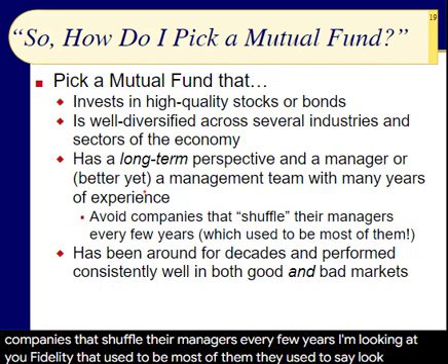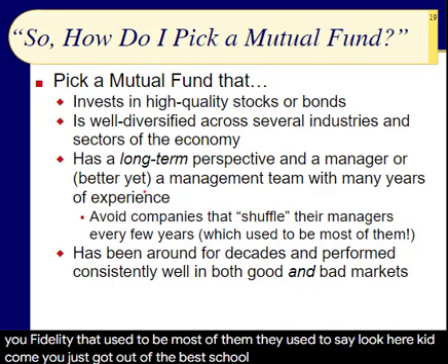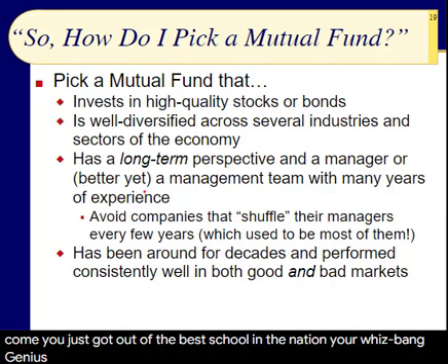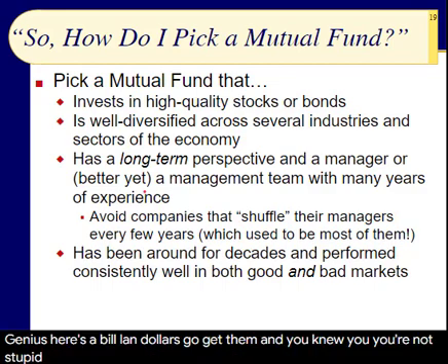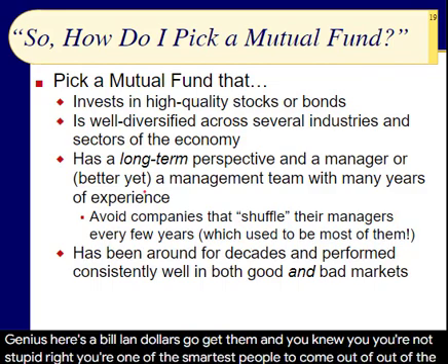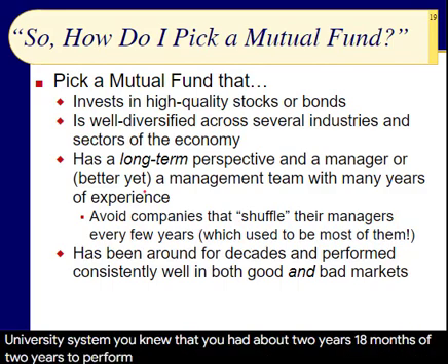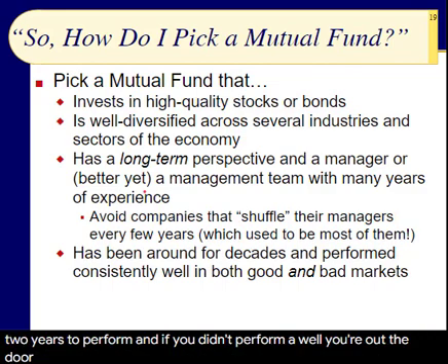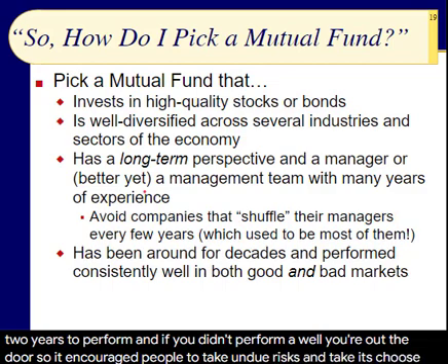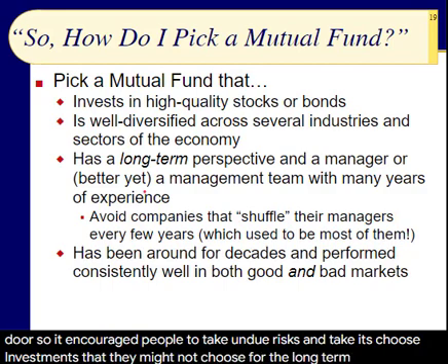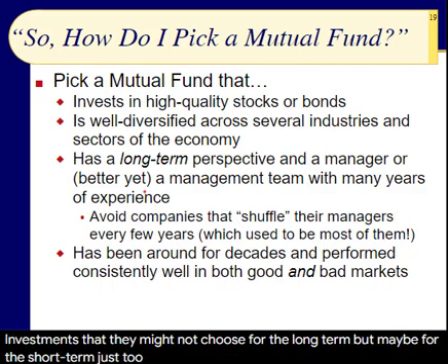They used to say, look, here, kid, you just got out of the best school in the nation. You're a whiz-bang genius. Here's $1 billion. Go get them. And you knew, you're not stupid, right? You're one of the smartest people to come out of the university system. You knew that you had about 18 months to 2 years to perform. And if you didn't perform, oh well, you're out the door. So it encouraged people to take undue risks and choose investments that they might not choose for the long term, but maybe for the short term, just to get a good return so that they can keep their job and be showered with love and attention and a whole lot of money.